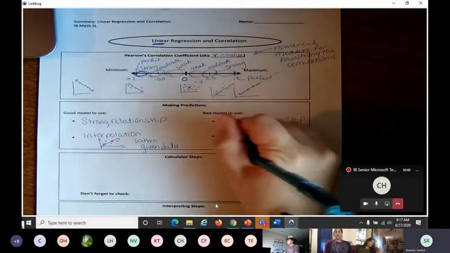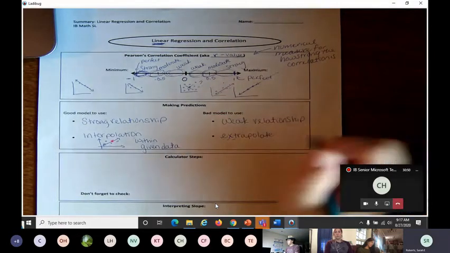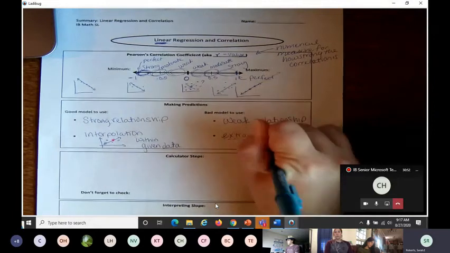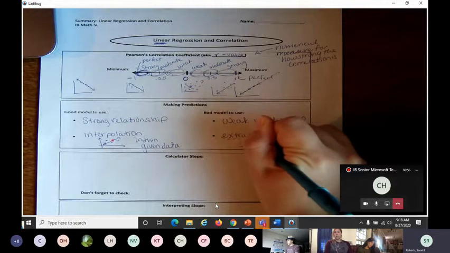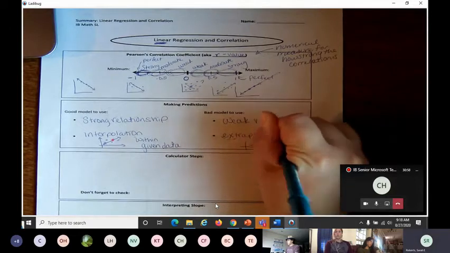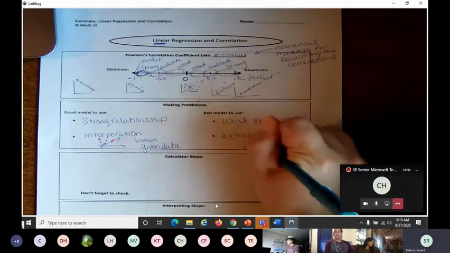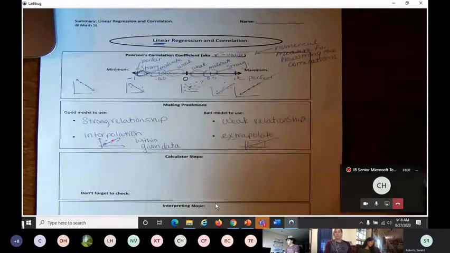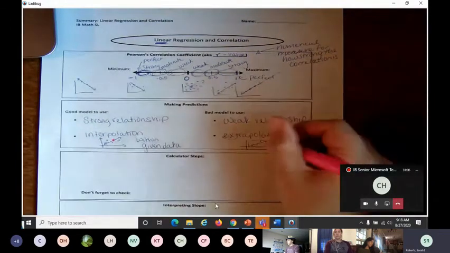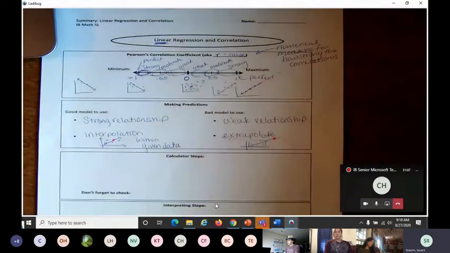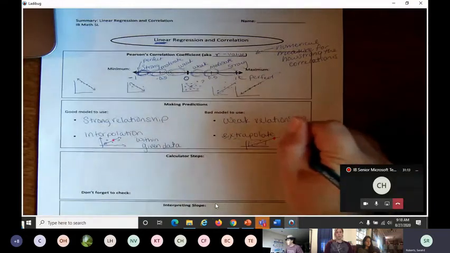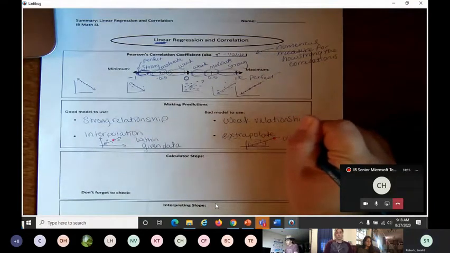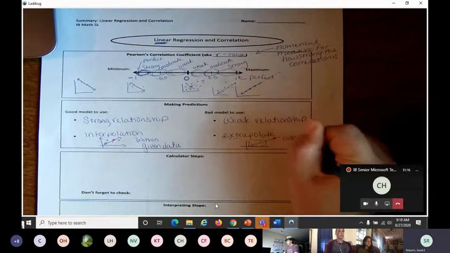The word extra is going to mean beyond or outside. So maybe we have our data points here, and maybe we do have a strong set of data points, but they're within this section, and we want to find a point way out here. This extrapolation is going to give us something that's not as good of a prediction. So extrapolate means outside given data.